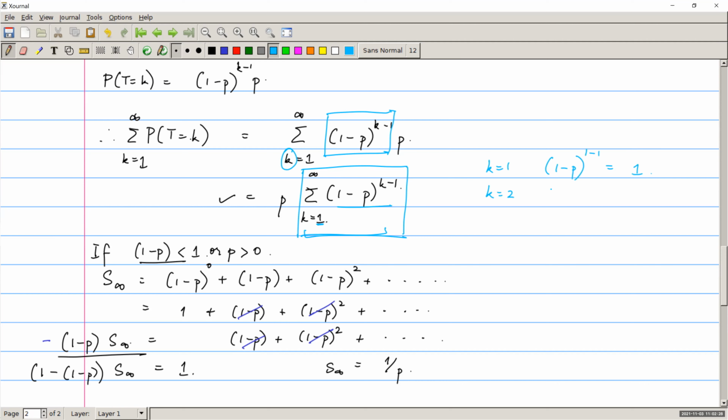When k equals 2, what is this? 1 minus p to the first. And so on. So this infinite sum is exactly what we have here. These are called geometric sums. What is happening between them is that every term is 1 minus p times the prior term.